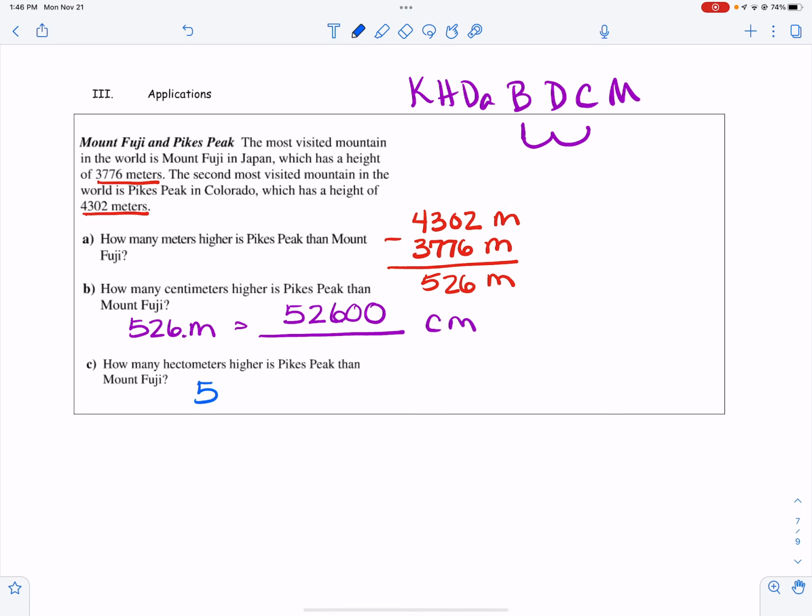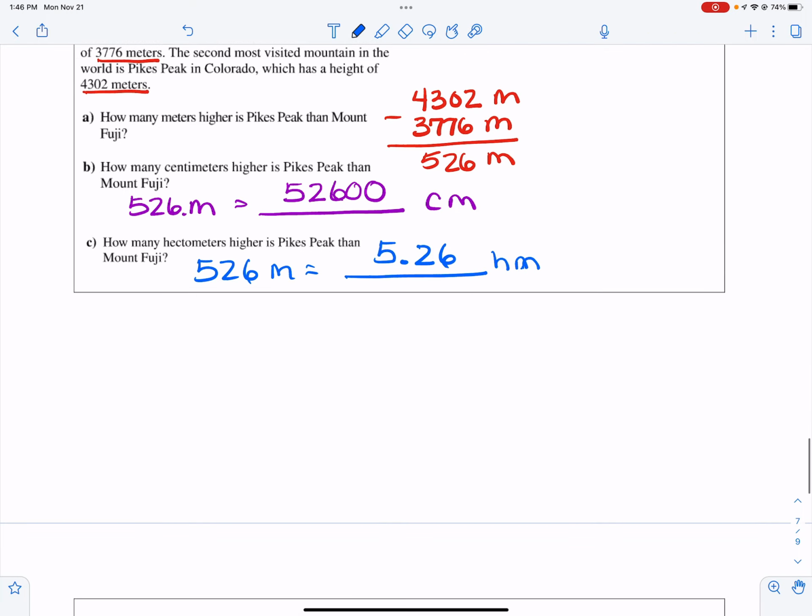Then we want to go in the other direction. We're going to take 526 meters and we're going to convert it to hectometers. So we're going to start at meters and go 2 spaces to the left. So that would make it 5.26 hectometers.